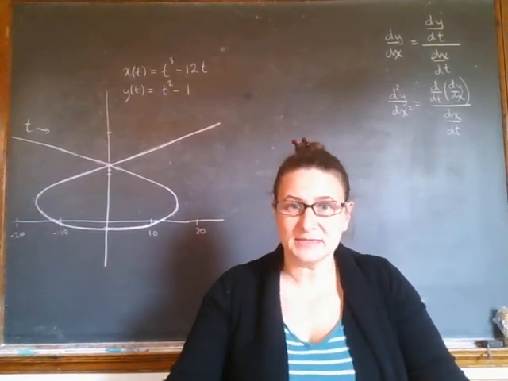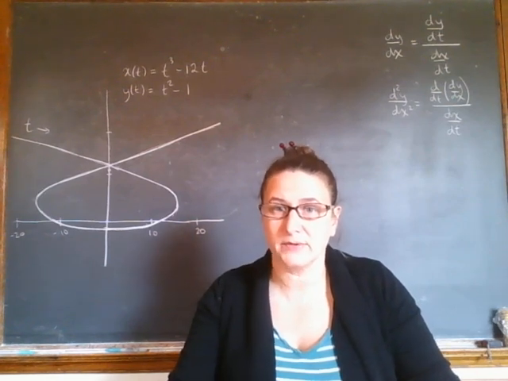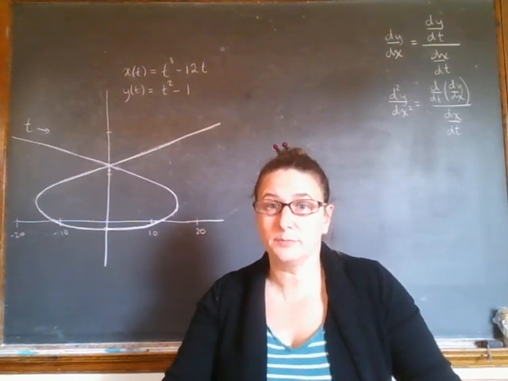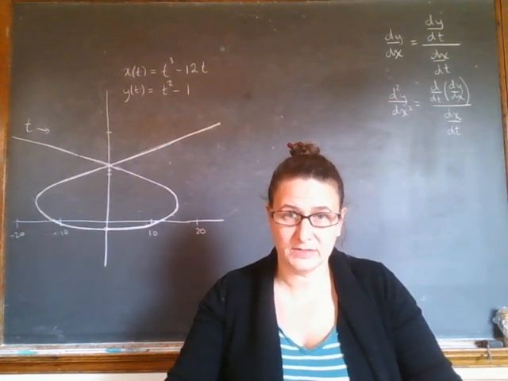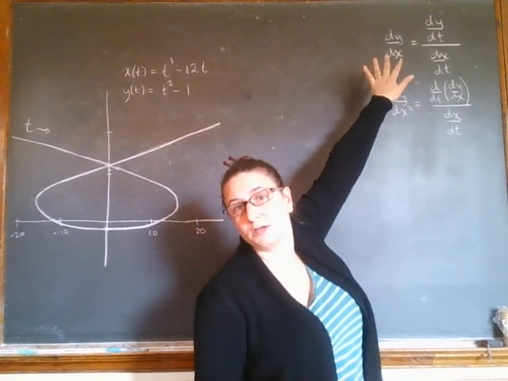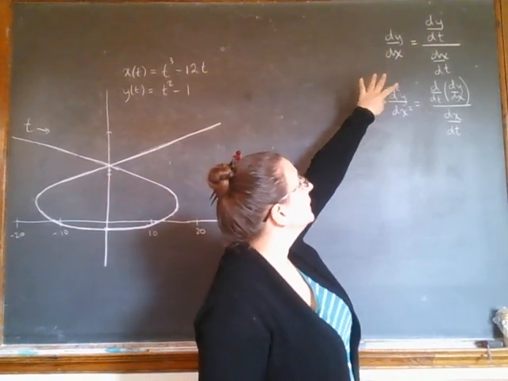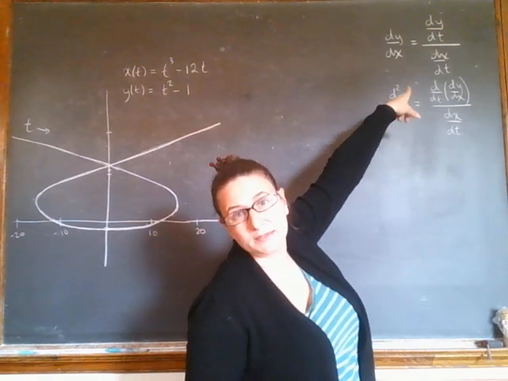I realized in my previous example we did the first derivative, but we forgot to talk about the second derivative. So here's another example with a parametric curve where we're going to do the first derivative and the second derivative. The first derivative is up there, like we had derived in the previous video. It's just going to be the derivative of y with respect to t divided by dx dt.